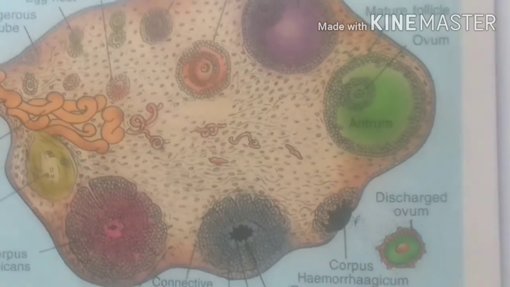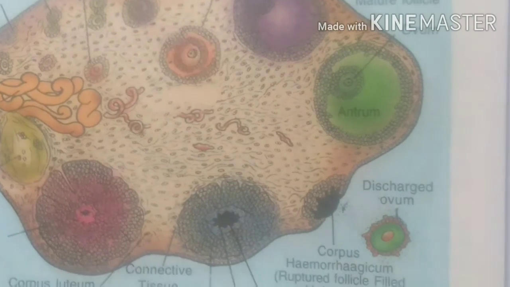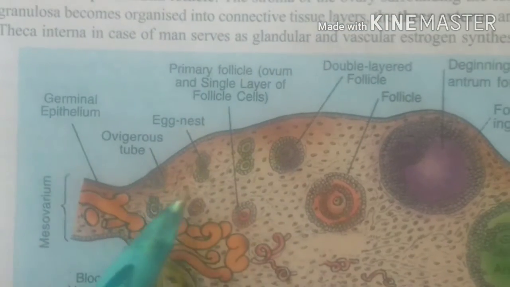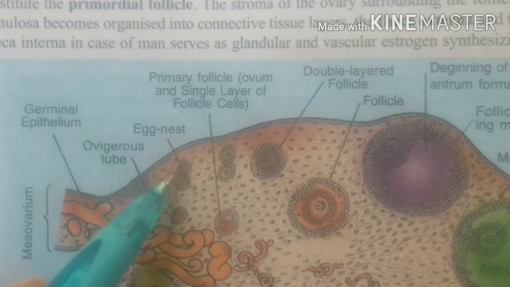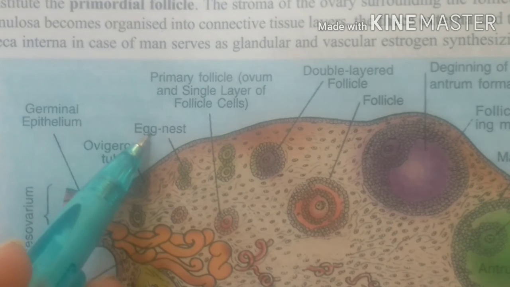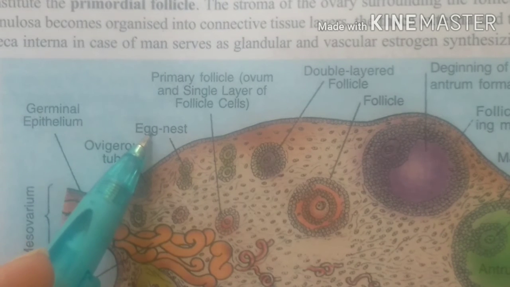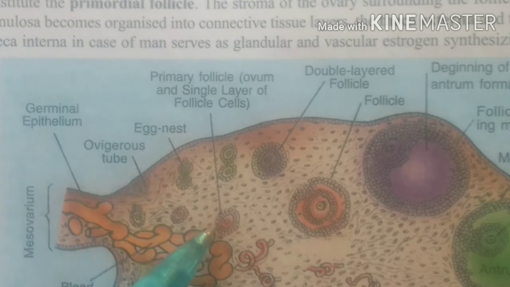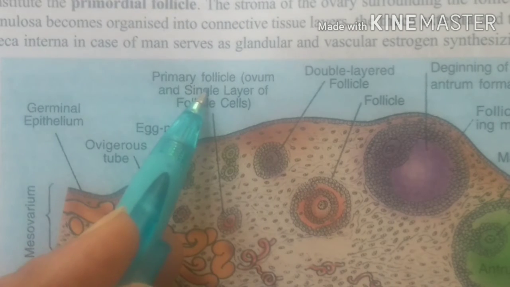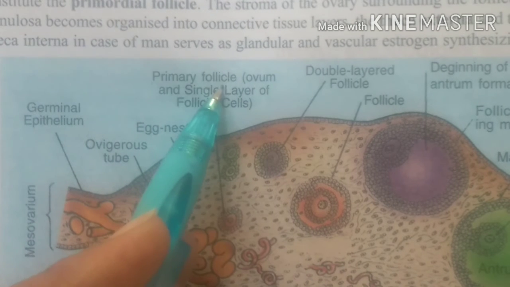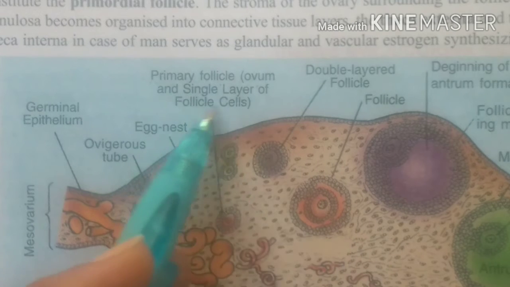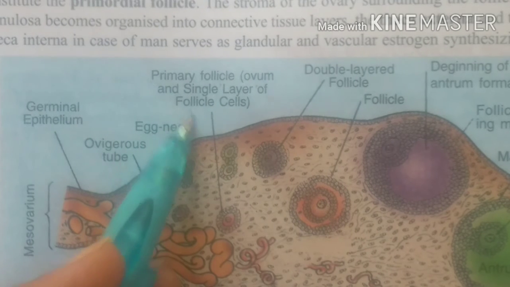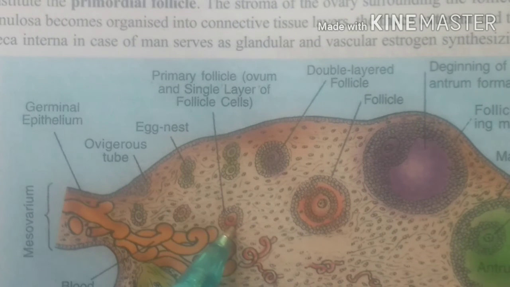Now you can clearly see these structures. These small cells are called the egg nest. It is the very beginning stage of the follicle. The next is the primary follicle. Can you observe it? It contains an ovum and a single layer of follicular cells. So this is the primary follicle.